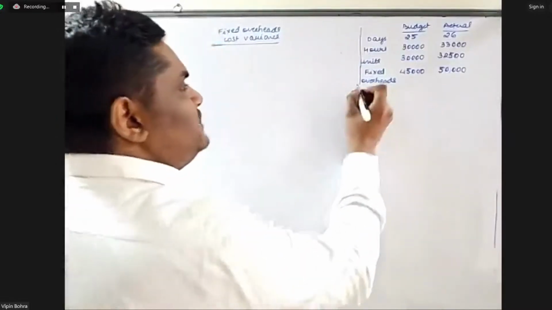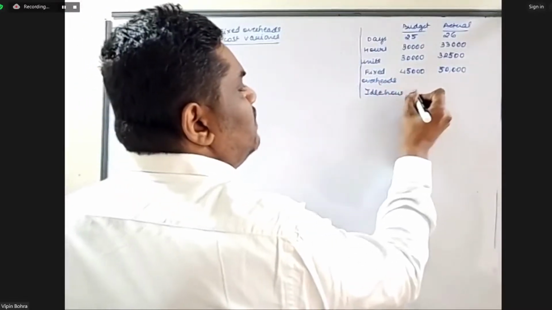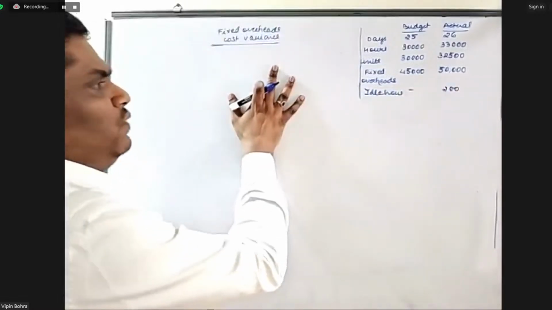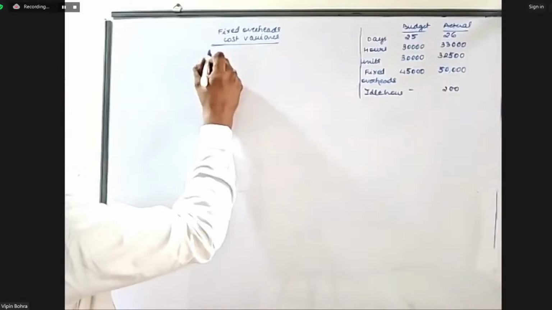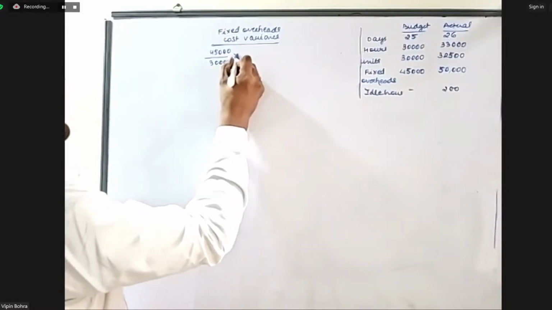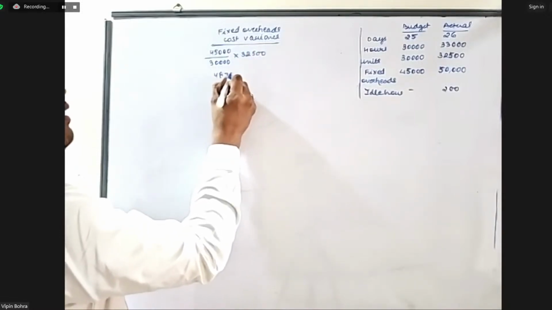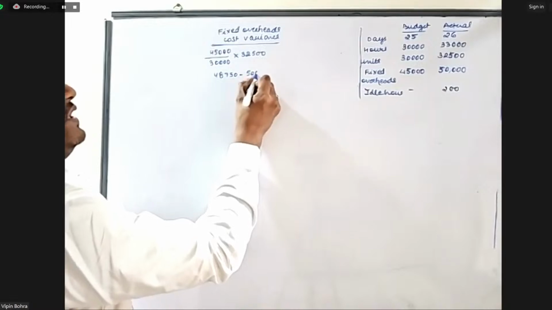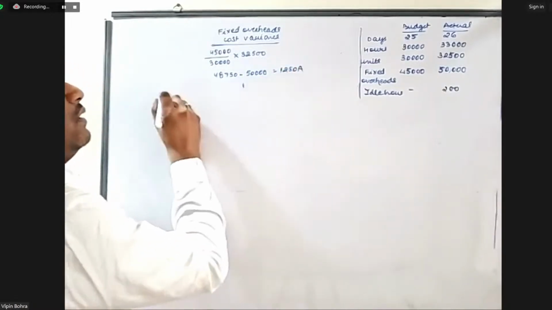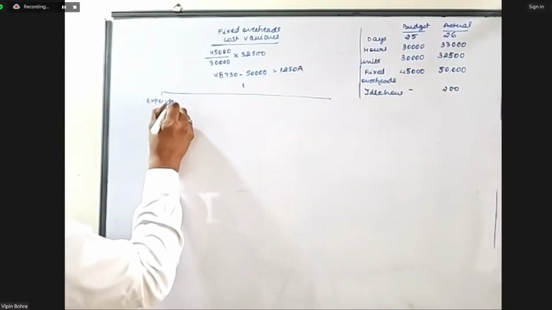Now let's say in fixed overheads only, idle hours are given. Let's say 200. So in fixed overhead cost variance, there will be no change. Very simple, 45,000 overheads for 30,000 units. So for 32,500, how much? 48,750. Minus the actual overheads of 50,000. So that's why 1,250 adverse. Again, in expenditure variance also, there will be no change.